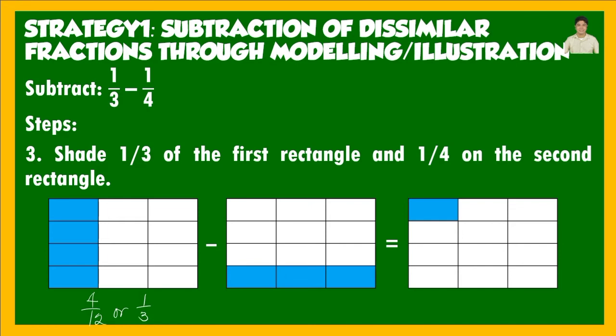Next, second, we have 1/4. So, as you can see, makikita nyo siya, parang 3/12. Anyway, 3/12, that is equal to 1/4 pa rin naman. Now, dahil pinagsusubtract po natin, 4 minus 3, magiging 1 na lang po. Okay. So, our answer is 1/12.